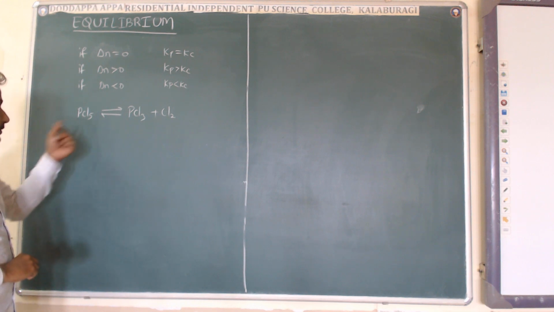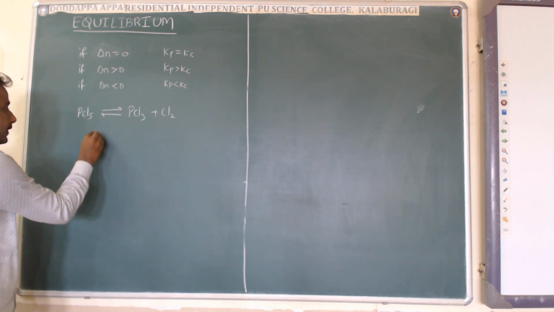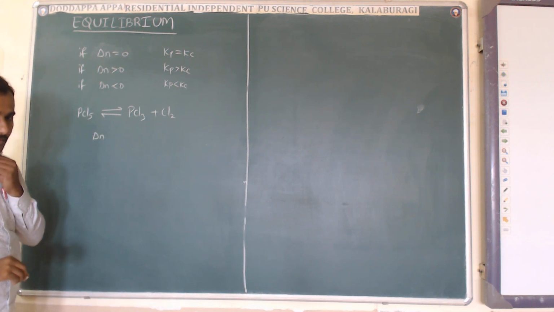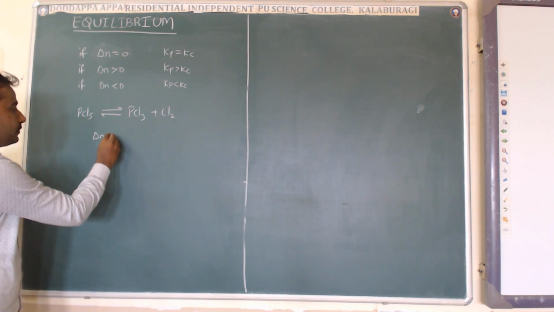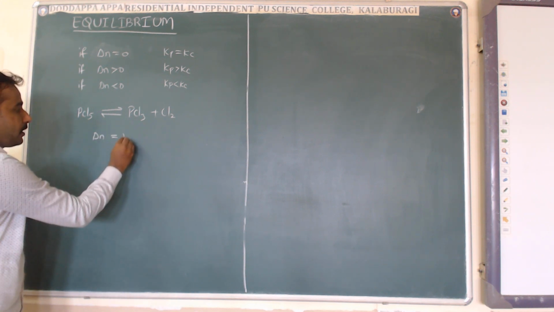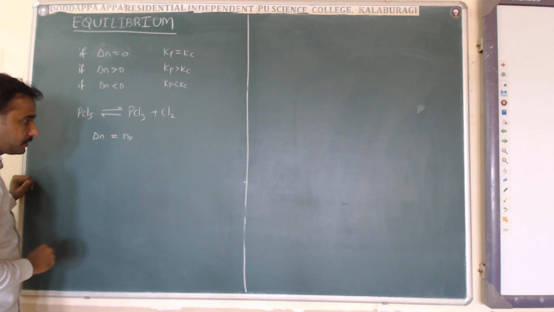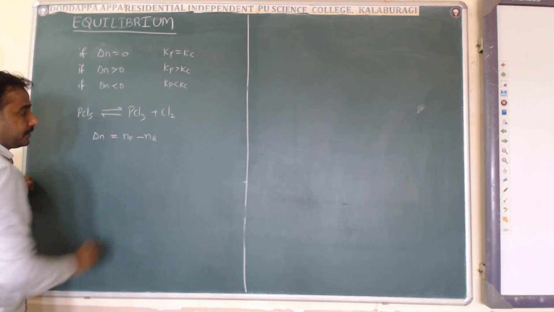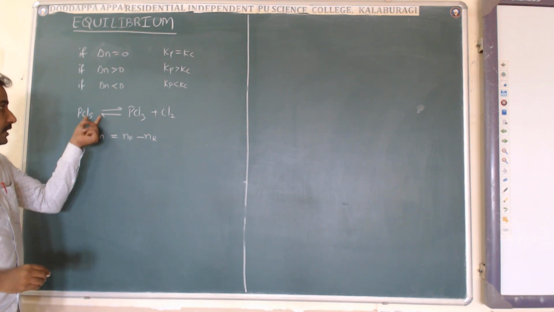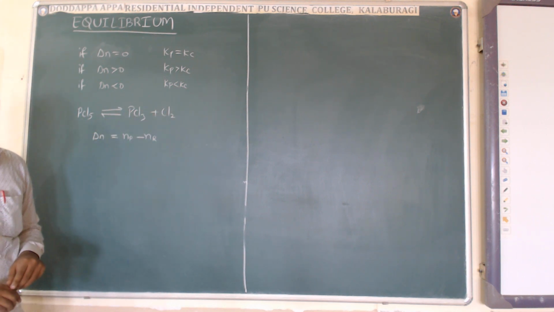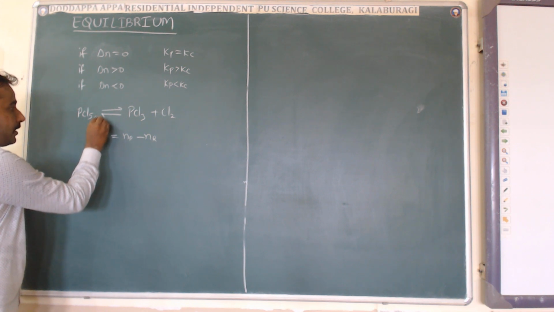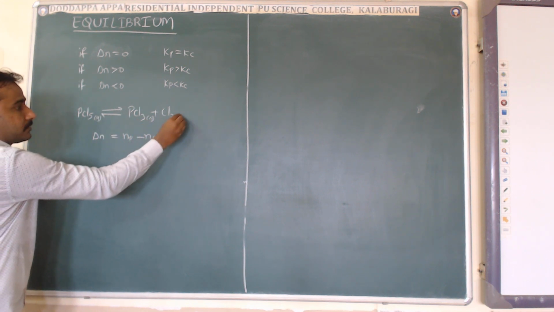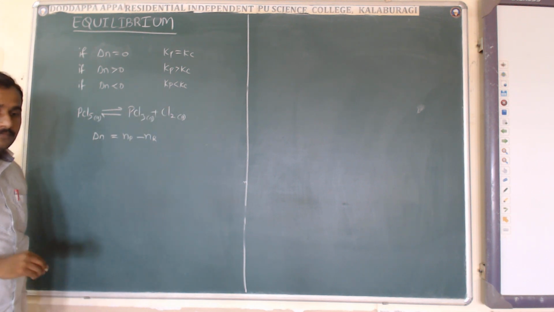When you see this reaction, you have to find out delta n. Delta n is equal to the number of moles of gaseous product minus the number of moles of gaseous reactant. You have to remember that they should all be in the gaseous form.